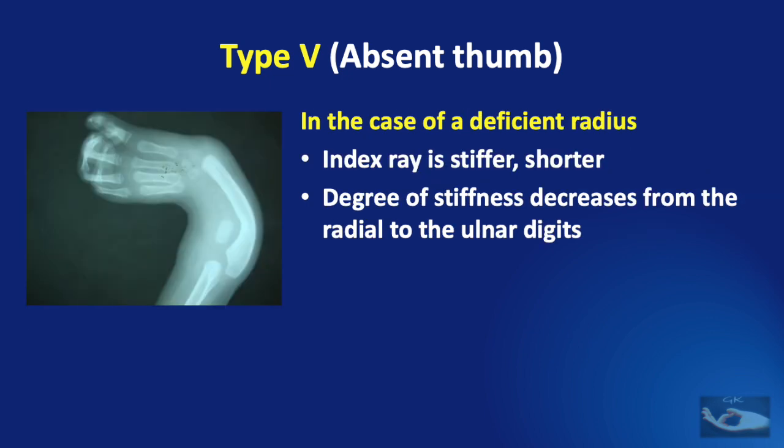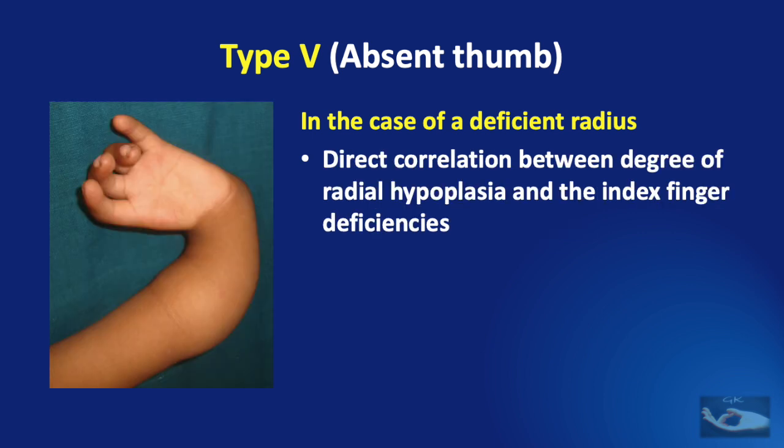In case the radius is deficient, the index ray is stiffer, shorter, and often joined by a simple syndactyly to the middle finger. There is a direct correlation between the degree of radial hypoplasia and index finger deficiencies, and the degree of stiffness decreases from the radial to the ulnar digits, and the little finger is always the best functioning finger on such a hand where the thumb is totally absent.